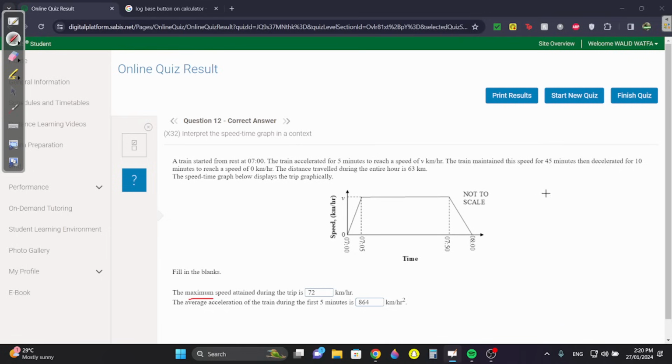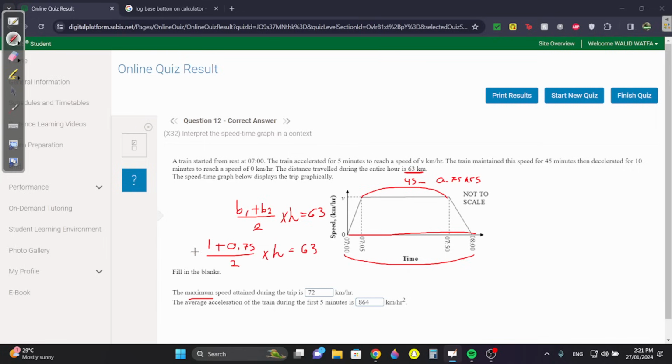The maximum speed, you do base 1 plus base 2 over 2 times the height equals the distance, which is given 63. In the exam, I forgot what was given. Base 1 has to be in hours, so 1, because between 7 and 8 is 1. Base 2 is between 7:05 and 7:50, that's 45 minutes, which is 0.75 hours, because it's 3/4 of an hour. Plus 0.75 over 2 times the height. The height is the speed which we're trying to find. And then you solve this, and you get 1.75 over 2 times h equals 63. You do 63 divided by 1.75 over 2, and you'll get 72.